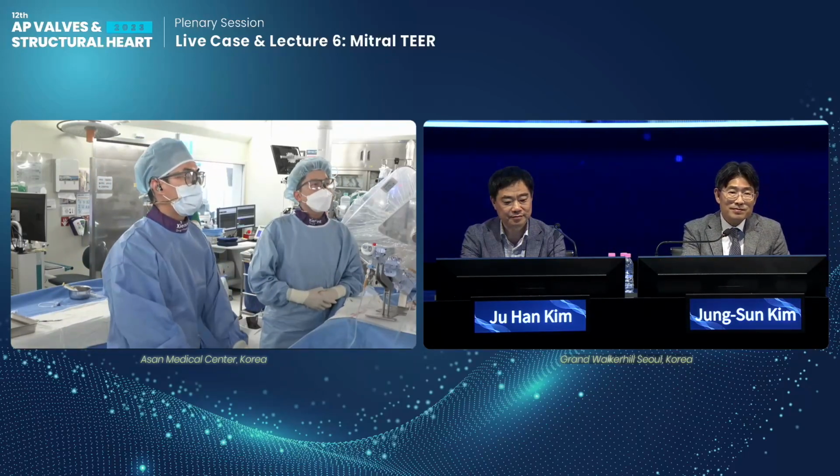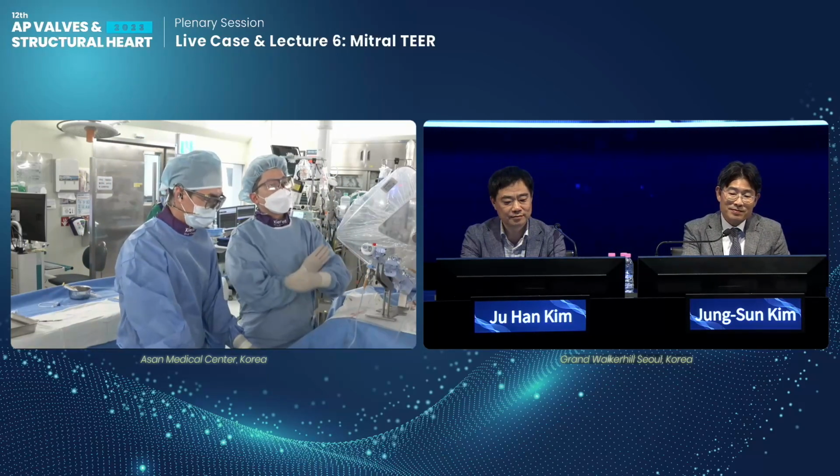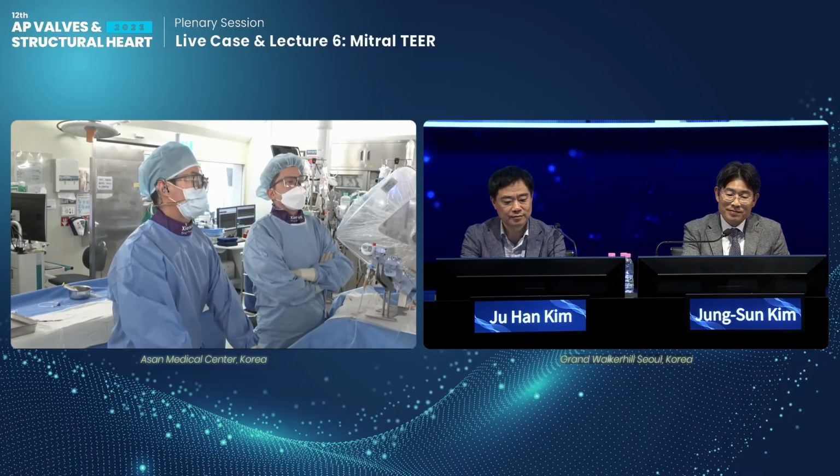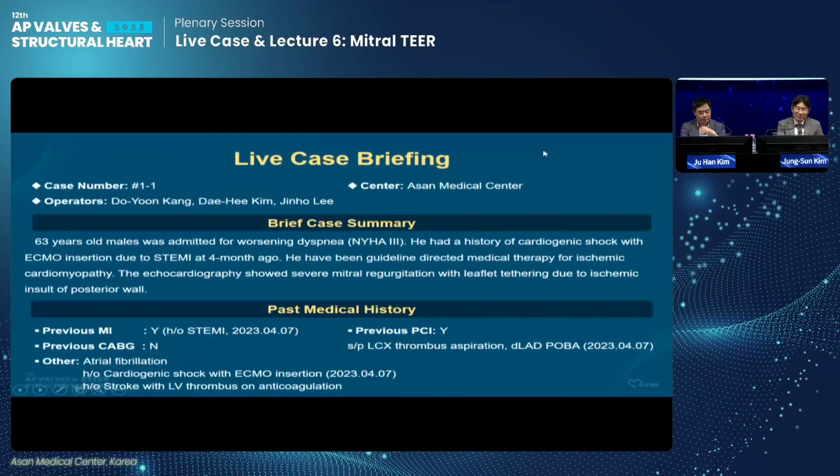Thank you for the introduction. I'm Jin-Hori from Asan Medical Center. Today, our patient is a 63-year-old male, admitted for worsening dyspnea. He had a history of cardiogenic shock with ECMO insertion due to STEMI 4 months ago. He had been on guideline-directed medical therapy for ischemic cardiomyopathy. The echocardiography showed severe mitral regurgitation with leaflet tethering due to ischemic insult of the posterior wall.